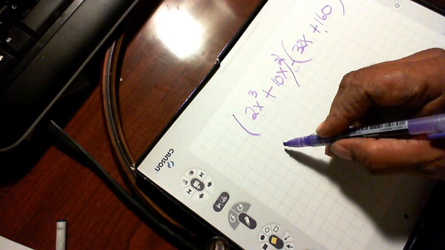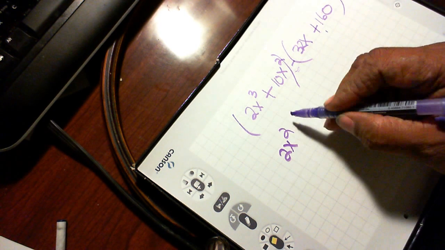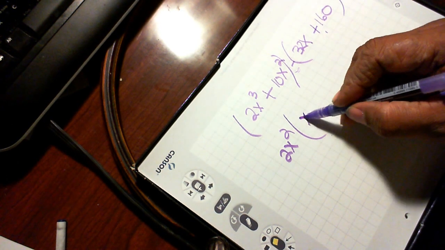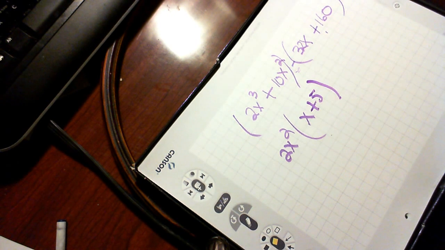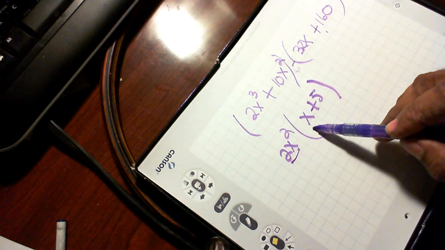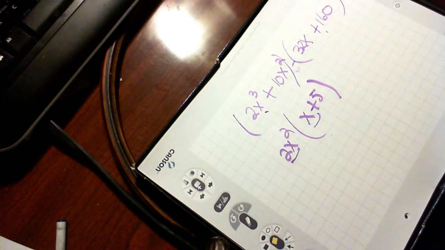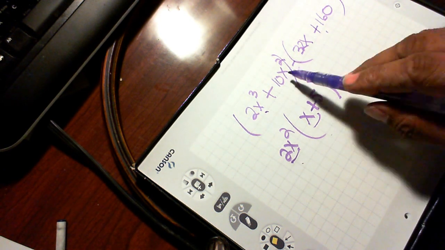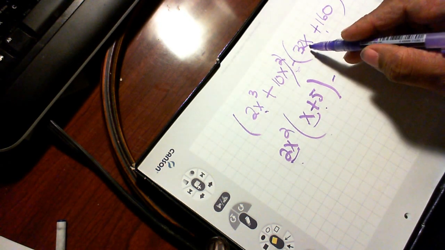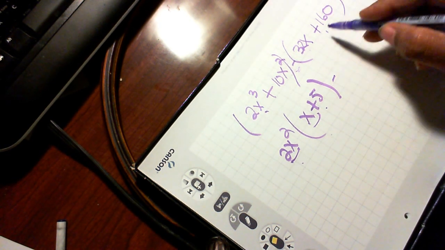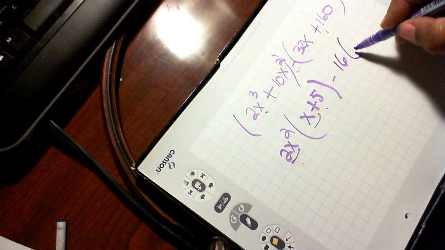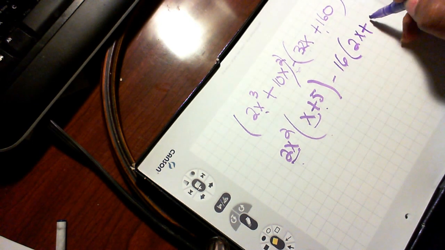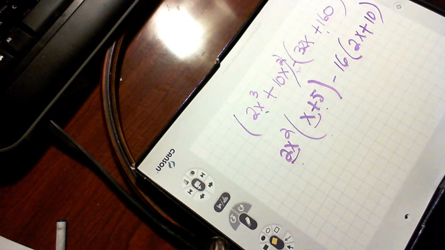So what can we factor out? A 2x squared. We're left with an x plus 5. Let's double check. This times this is 2x cubed. This one times this one, 10x squared. Minus, we can factor out a 16 out of this. 16, right? 2x plus 10.